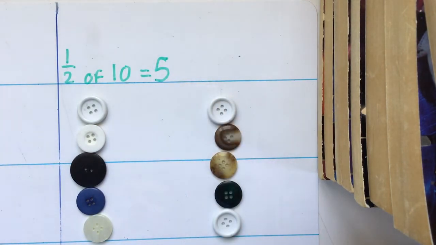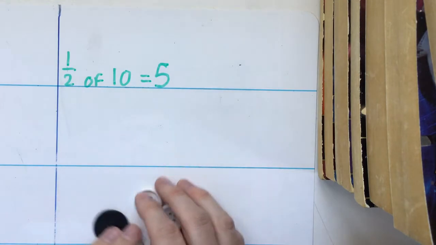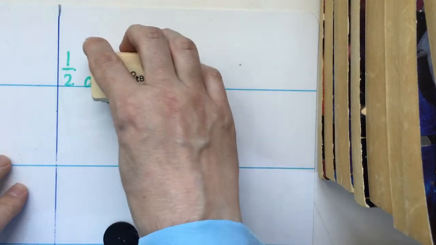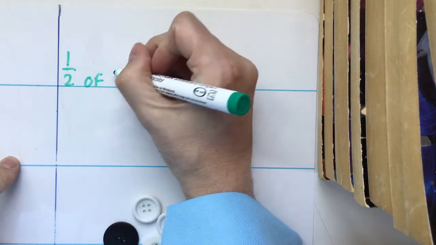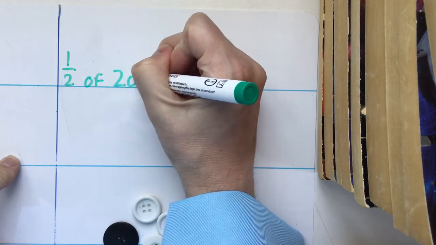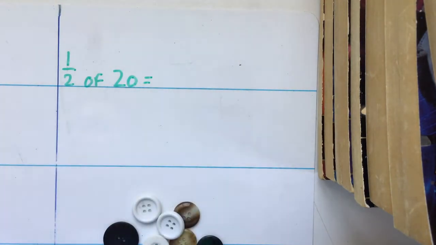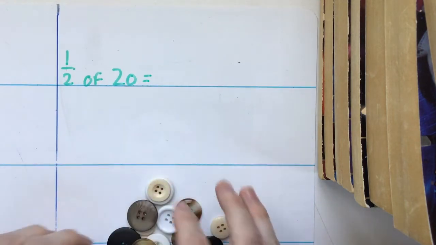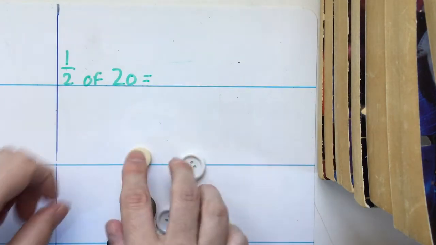Shall we try it with another number? Shall we try it with a bigger number? Let's try half of 20. So now I need 20 buttons. I hope you're able to see all this. Right, let's count them all to make sure I've got 20.